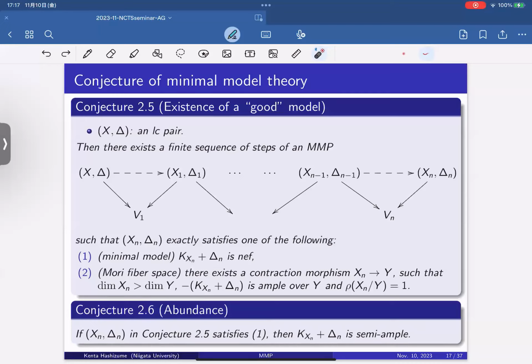The second conjecture is the abundance conjecture. The abundance conjecture predicts that the resulting minimal model has much better properties. More precisely, the log canonical divisor is semi-ample. Here, semi-ample means that some multiple of this divisor is base point free.